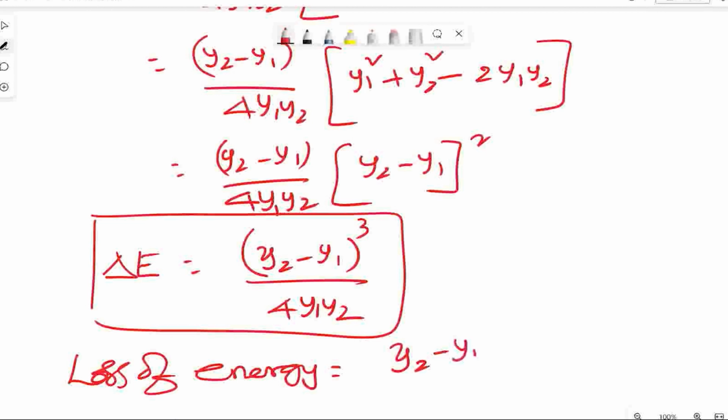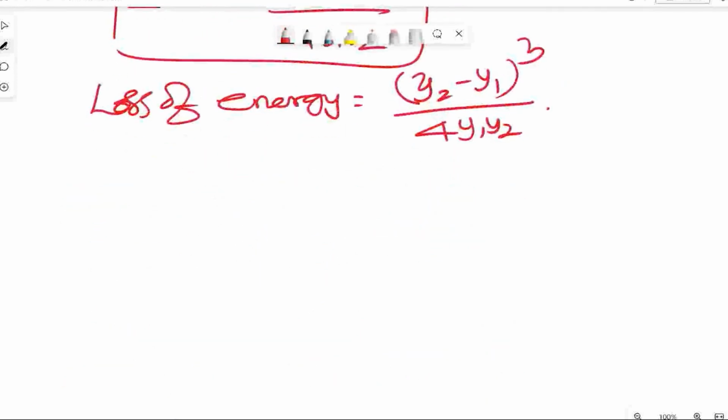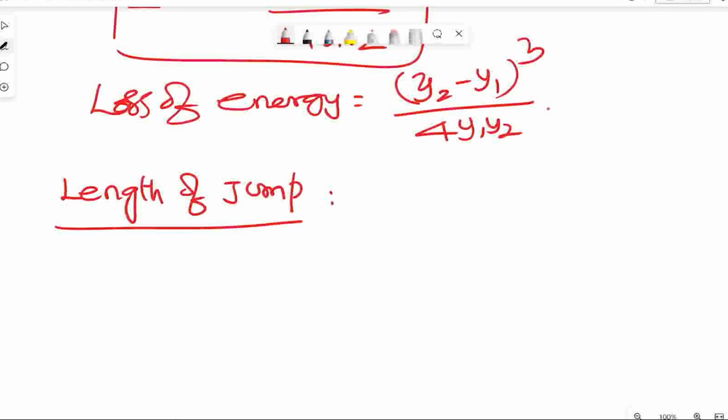Y2 minus y1 whole cube by 4y1y2. So this is the equation. Next, this is the derivation. What is the length of jump? Some characteristics of jump. Length of jump, very, very important equation. Length of jump is nothing but 5 to 7 times the height of jump.